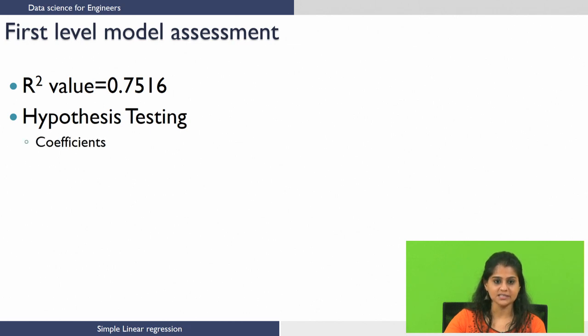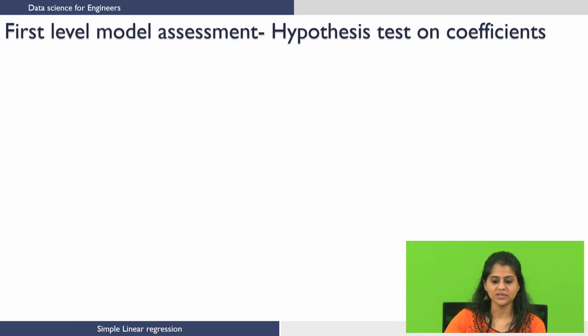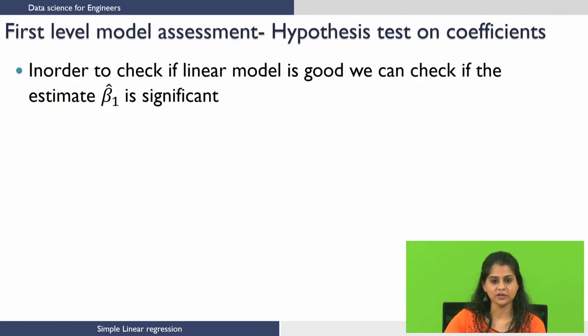As a part of this, we are going to look at the hypothesis testing on coefficients and then on the full and reduced model. Now, let us see what these full and reduced models are. So, first let us do the hypothesis test on coefficients. In order to check if your linear model is good, we can check if the estimate beta 1 hat, which is the slope, is significant.